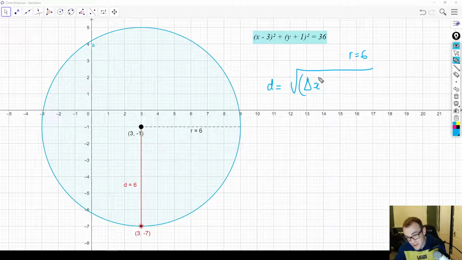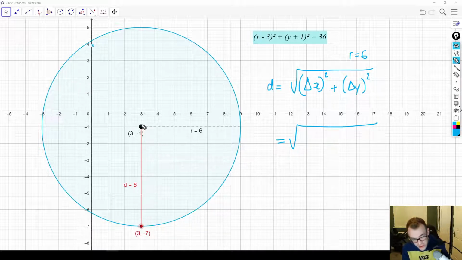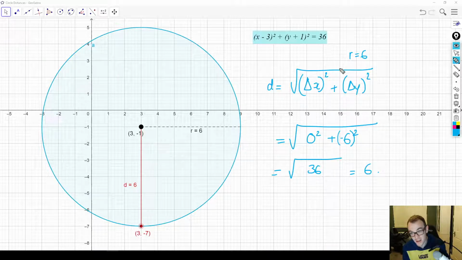Change of x squared, change of y squared. Change of x, there isn't a change of x. The x values are 3 in both cases, so 0. And the y values, I've gone from -1 to 7. That is a change of 6. And again, it doesn't matter if you wrote -6, it would still work out when you square it as positive 36 anyway. So we are fine.